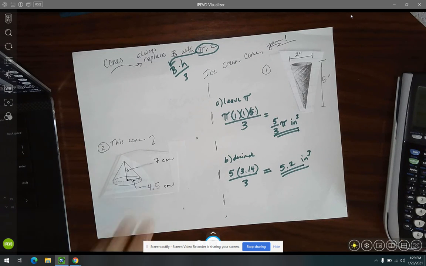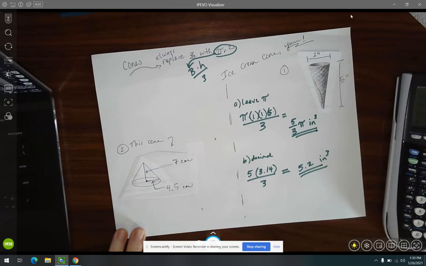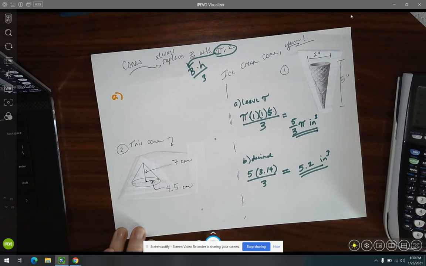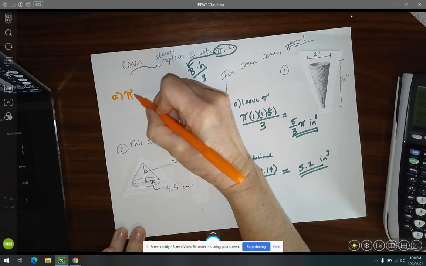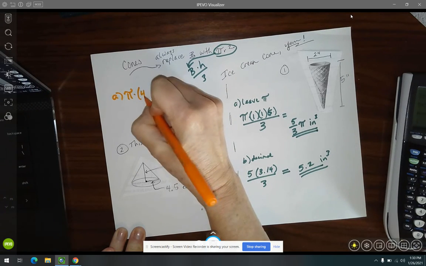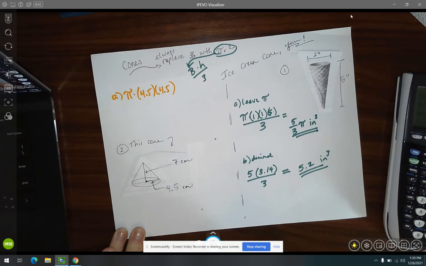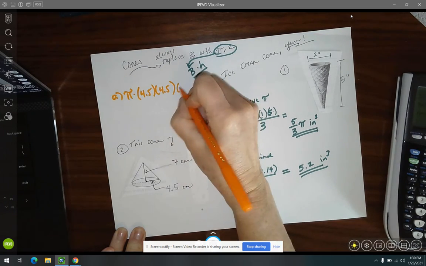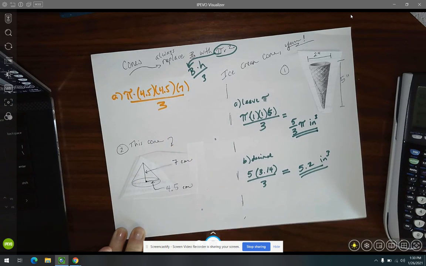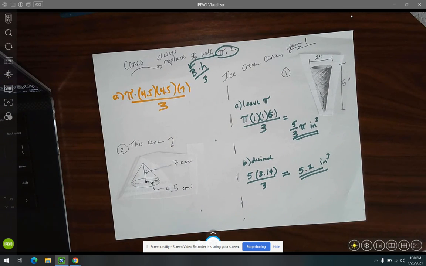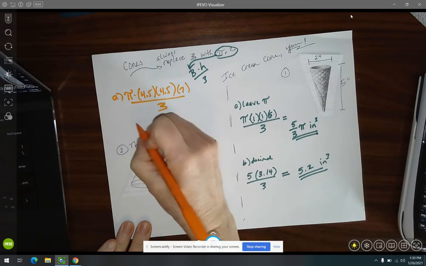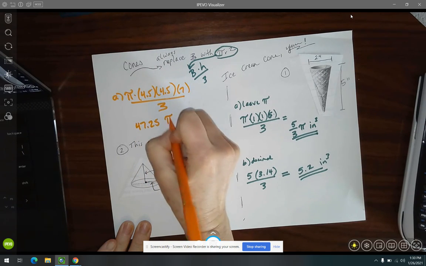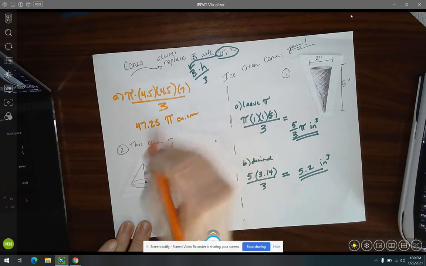And then what about this cone? Just because I feel like we should always have 2 problems of practice. First one, leaving pi in the answer. The formula is pi times radius, which is 4.5, squared, times height, all over 3. So none of those divide nicely, so I'm just going to go ahead and multiply the numbers together. 4.5 times 4.5 times 7, and I'm going to divide that by 3, and it comes out to 47.25. So that would be 47.25 pi, and it is cubic centimeters.